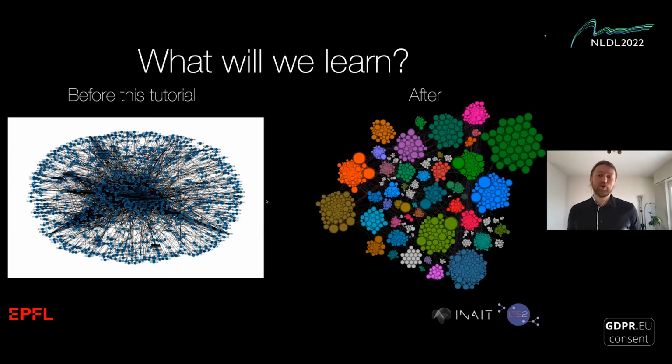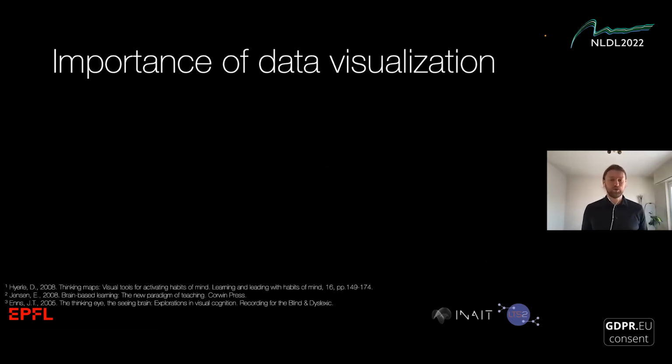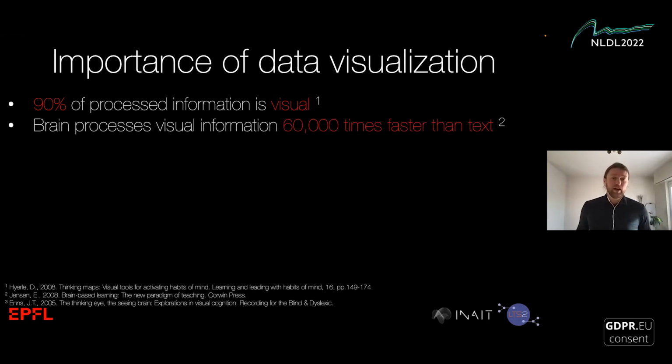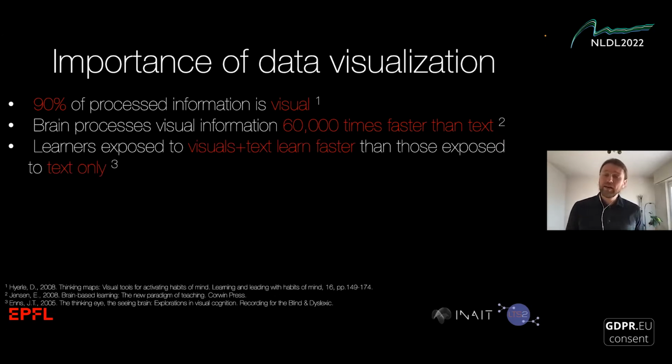First, let's see, why do we actually need to visualize networks? So research shows that most information that we acquire from the outside world is visual. And we can process visual information much faster than text. And studies also show that students and learners learn faster and more effectively when they are exposed to a combination of visual content and text rather than just text.